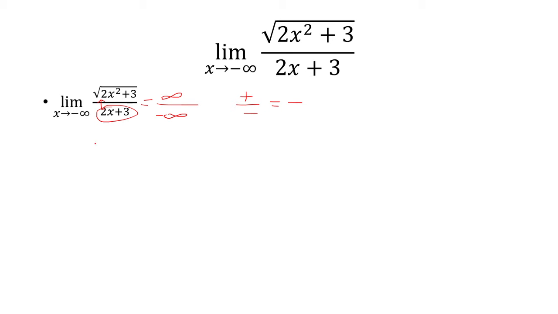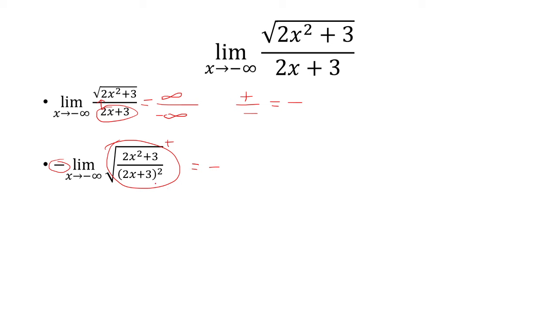Okay, so let's bring the 2x plus 3 inside the square root. So that's where we have to put the square. And notice I'm going to put a negative outside here, because remember, this square root is positive as x approaches negative infinity. And so I have to multiply with a negative to get a negative limit.